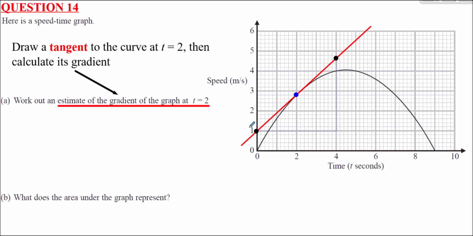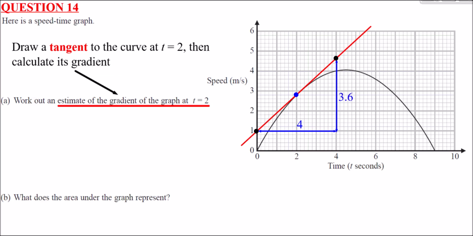So next, we just draw in this line here horizontally and vertically. I tend to do the change in x first, I don't know why. From 0 to 4, that's a change of 4. And vertically, we've gone from 1 up to 4.6. So 4.6 take away 1 is 3.6.